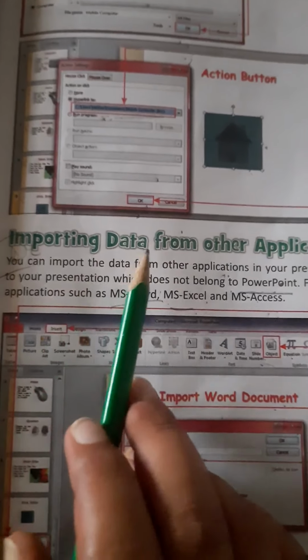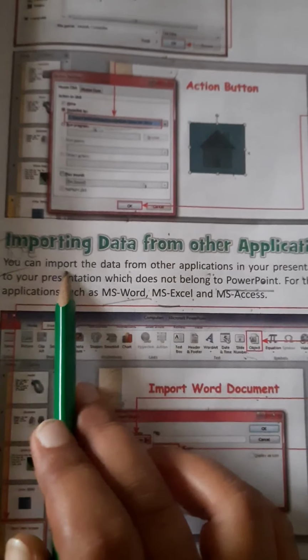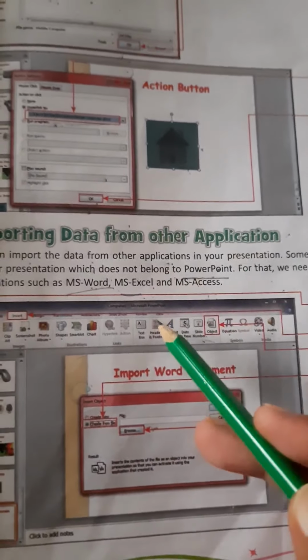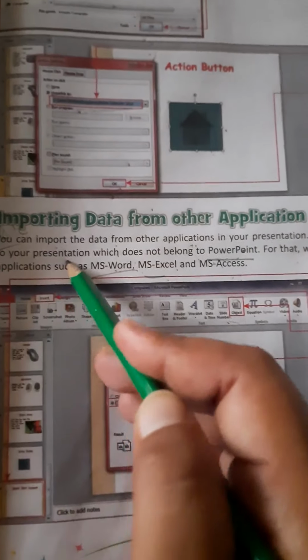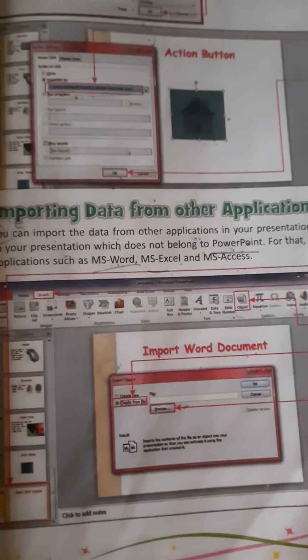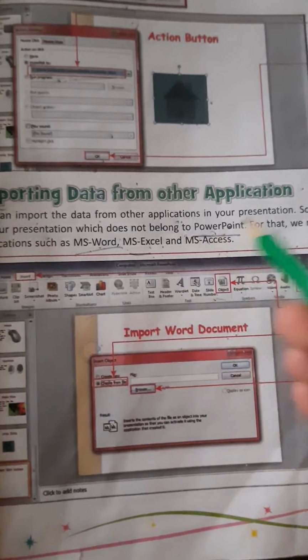Next topic is importing data from other applications. So in PowerPoint we can import or add the data from other applications in our presentation. It means we can add the data in our presentation which does not belong to PowerPoint. So we can add or import the data from applications like MS Word, MS Excel and MS Access.